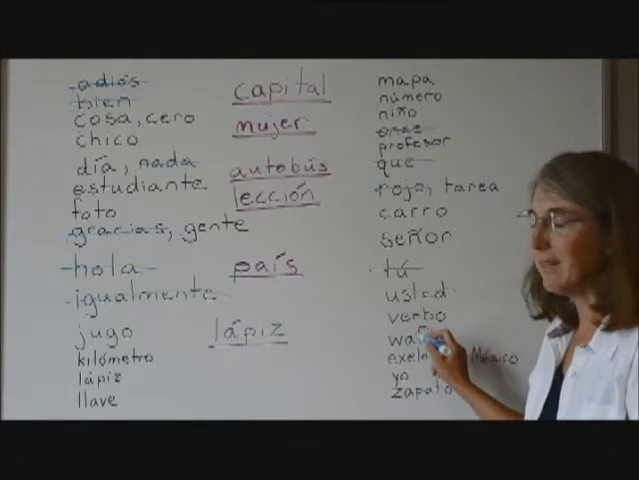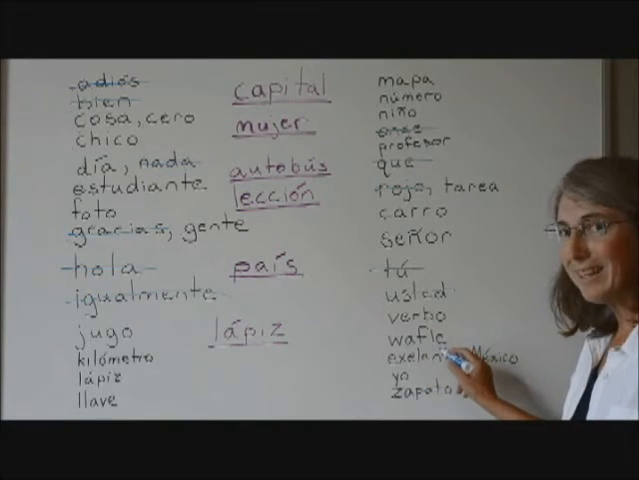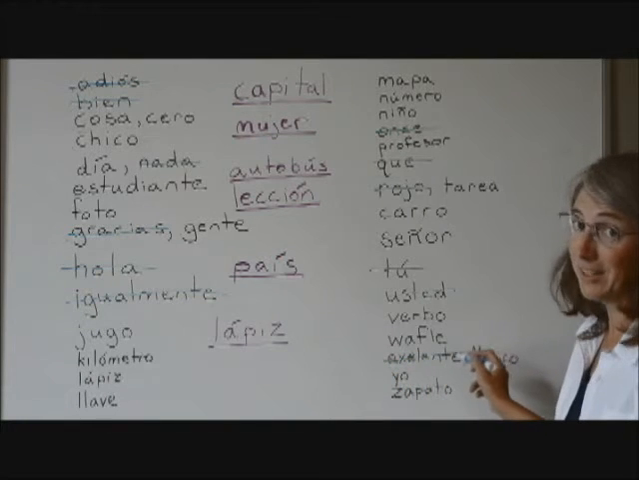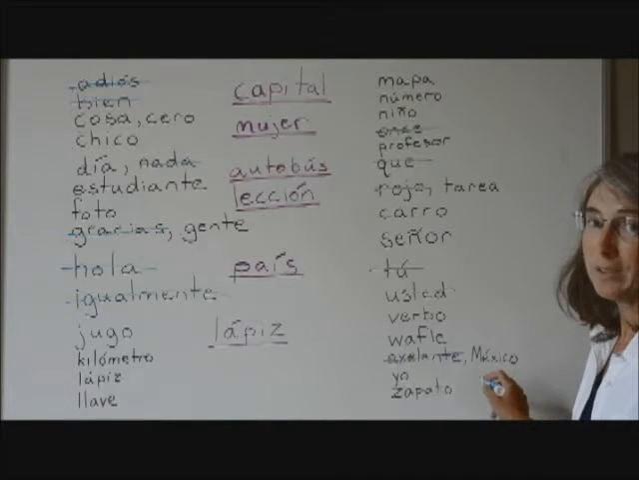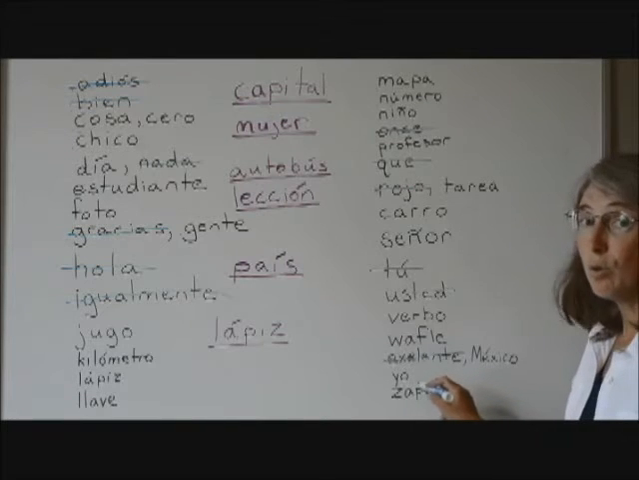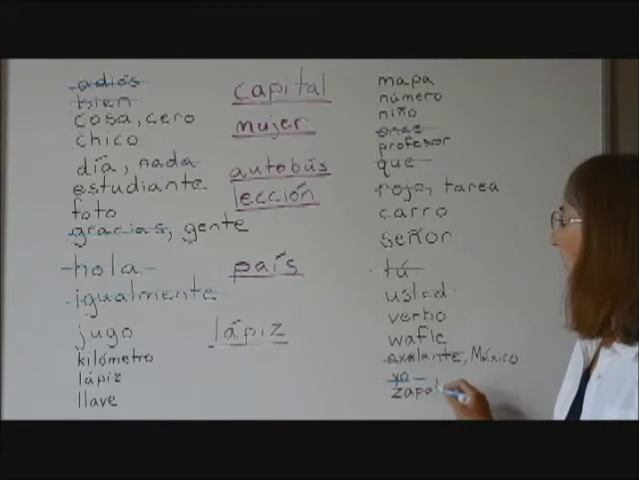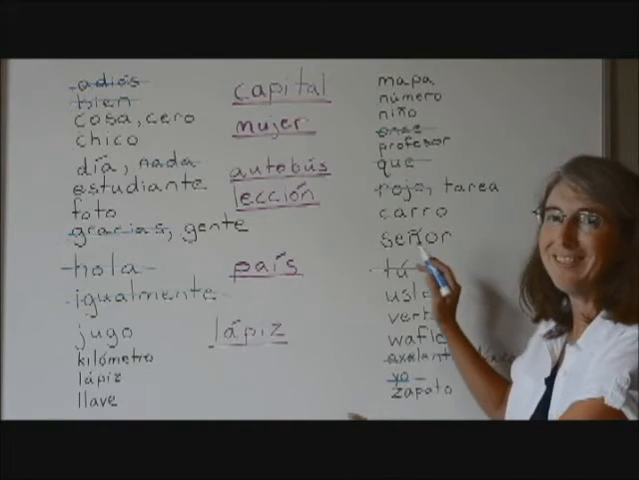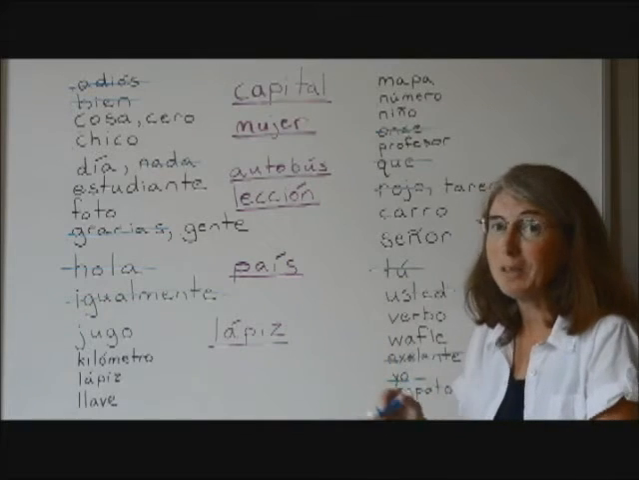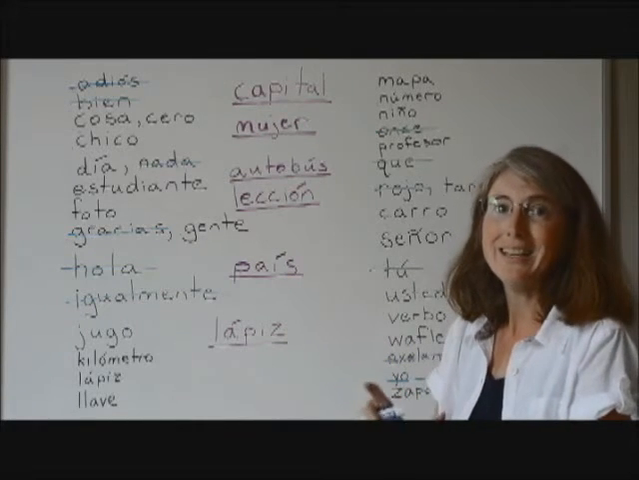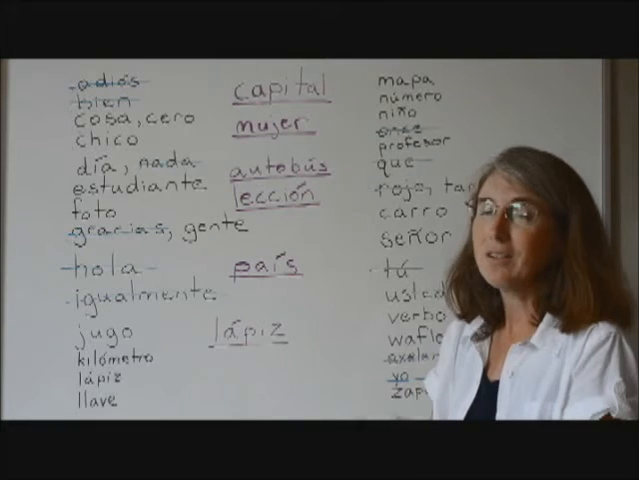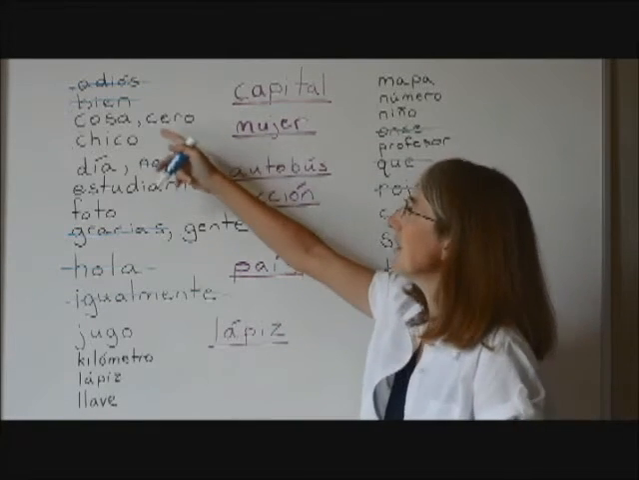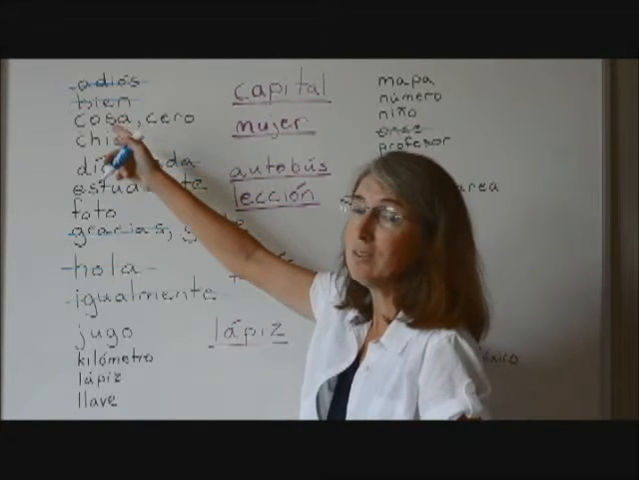Verbo, verb, that's a noun. Waffle, noun. Excelente, it's an adjective. Mexico, that's a place, that's a noun. Yo, it's a pronoun. Zapato, shoe, that's a noun. Okay, so now we have a list of nouns. We've identified our nouns, and we're going to make them plural. And in Spanish, I said all you have to do is add S or ES. There are a couple little caveats to that, but nothing major.